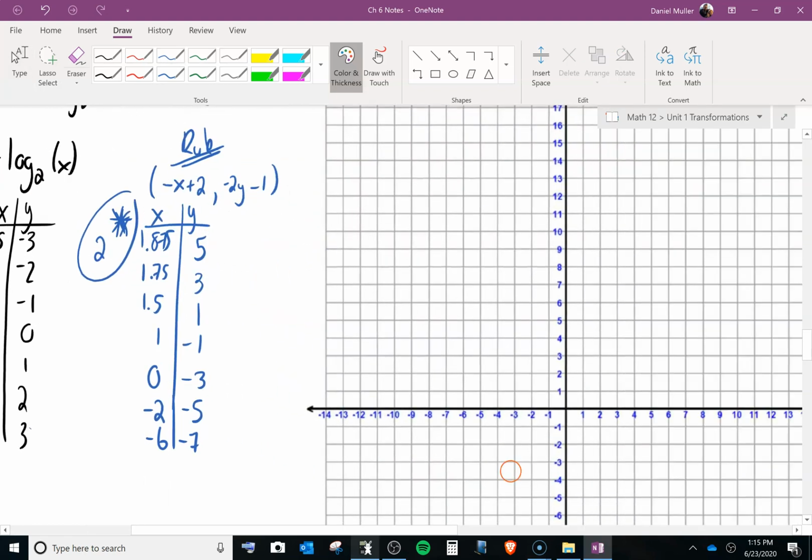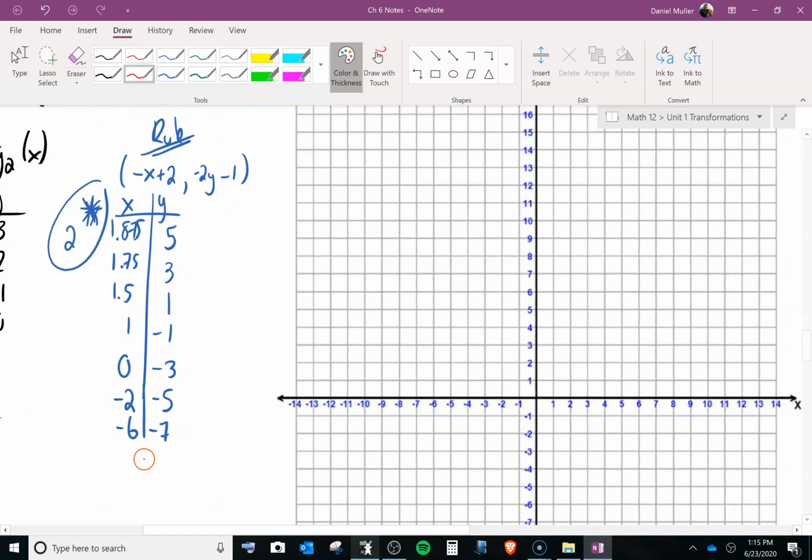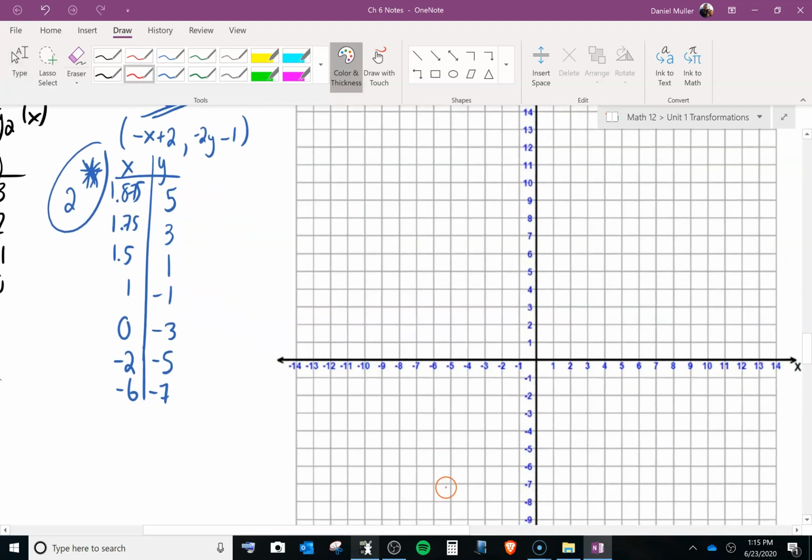Now we can plot these points. I like to start at the bottom where the whole numbers were. So it's -6 and -7, -2 and -5, 0 and -3, 1 and -1, and then 1.5 and 1, 1.75, all the way up to here, and then all the way up to here. That's the kind of graph. And look, it's getting closer and closer to 2. So we've got some sort of boundary here. This is a vertical asymptote at 2.